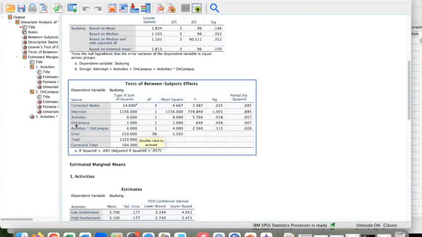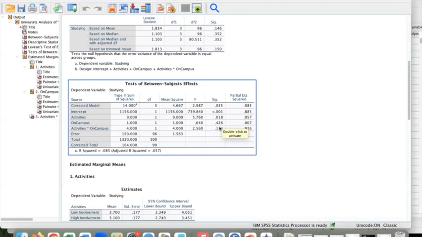Then we'll check to see if there's a significant difference between people who lived on or off campus by using this row. We go over to the SIG column. This was not a significant difference. So there's no significant difference in hours studied based on whether you live on or off campus. Finally, this last row gives us the information on whether the interaction was significant. So if there's some combination of being high or low involved and living on or off campus, and we go across to the SIG column, the p-value again is above 0.05. So there's not a significant interaction.